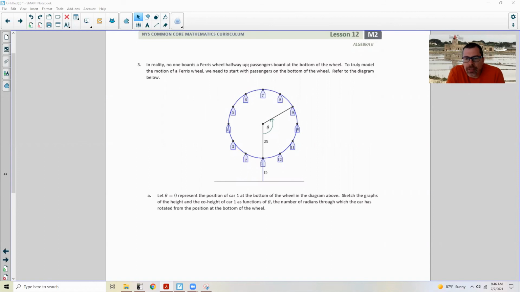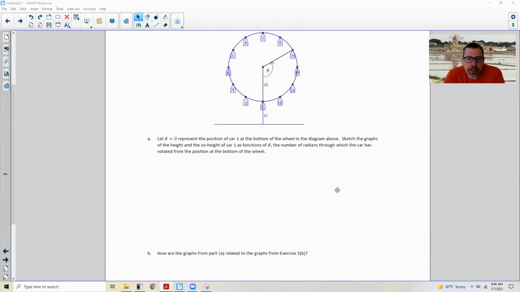So now we've rotated it so that car number 1 is down at 6 o'clock, 15 feet off the ground. And remember, there's a 15-foot platform so that they can board. And they're boarding down at 6 o'clock. Okay. Part A says, let's scroll up here. Part A says to let theta equals 0. Represent the position of car 1 at the bottom of the wheel in the diagram above. Sketch the graph of the height and co-height of car 1 as a function of theta.